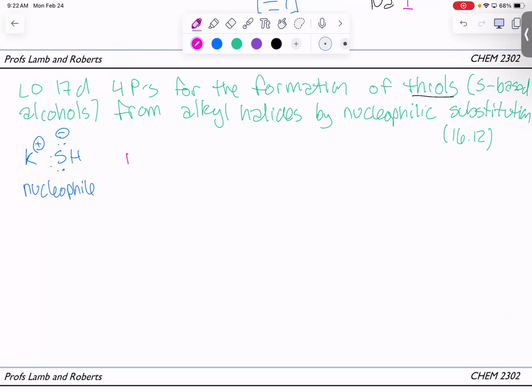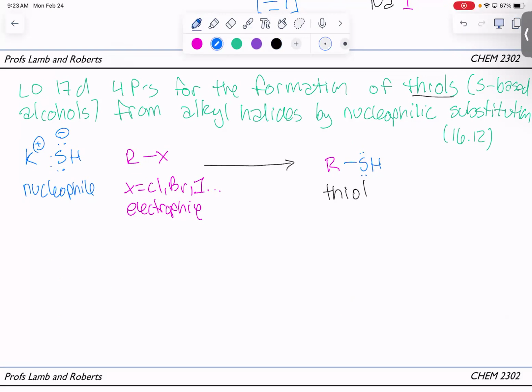And then we're going to have an alkyl halide. Now notice I didn't say anything about problems with secondary or tertiary substrates. So X here can be chloride, bromide, iodide. This is a bit more forgiving of a reaction. So this is our electrophile. And then our product is going to be our thiol. We have our R from our alkyl halide, now bound to SH. And this is basically an alcohol, but a sulfur version. So we call this a thiol.